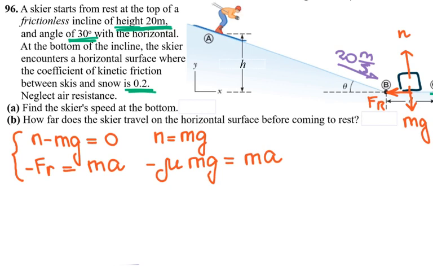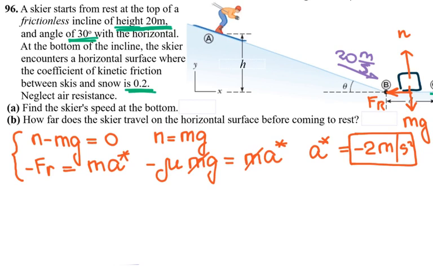If they don't give me the mass, there's probably a reason, because mass just cancels. So I can figure out the new acceleration on the horizontal surface. So this is a new acceleration, this is not the acceleration that we used to have, and I'm going to put a star right here. This is a new acceleration. And this new acceleration is mu times g, which is negative 2 meters per second squared. So he's slowing down at 2 meters per second each second.